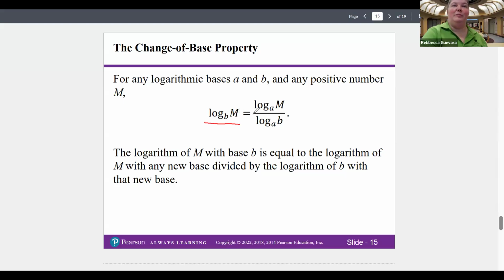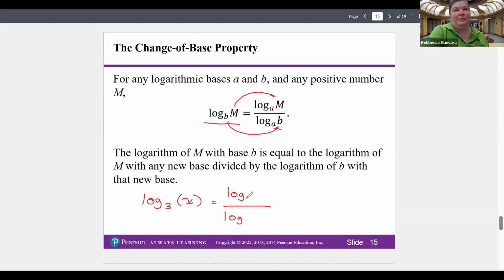log base b of m will be equal to the log base a of m over log base a of b. So if I'm in base b, but I want to change to base a, all I have to do is just put the m up here and put the b down here. That means if I had a log base 3 of x, and I wanted to write that as a common log, so I'll put the base 10 here just for now. But if I want that common log, so we change this base, then the x is going to go up here and the 3 is going to go down here.